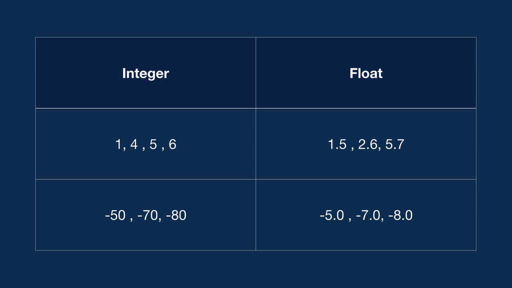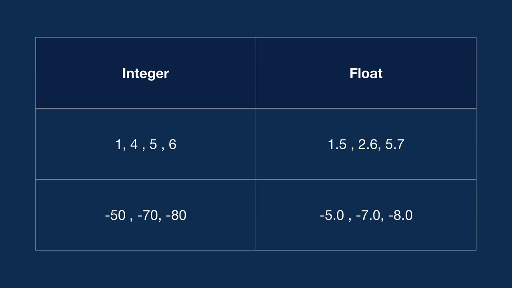Basically, they have a decimal point in them, like 1.5, 2.6, 5.7, or they can have a minus or negative sign with them as well. So -5.0, -7.0, or -8.0.